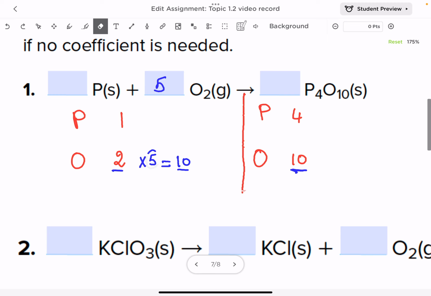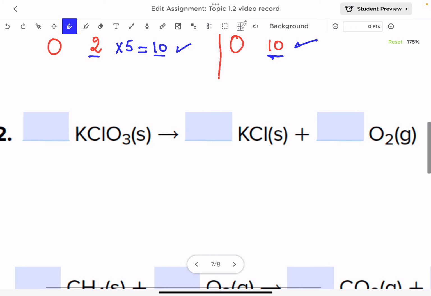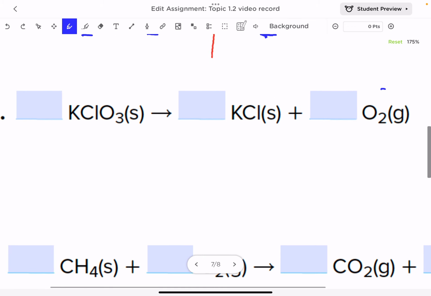Now, we need to count the phosphorus. Oxygen is now balanced. Looking at phosphorus, I have 1 and I have 4. So I multiply this side by 4, and this 4 is the coefficient that you place next to phosphorus. Now phosphorus is 4, balanced. The side where you did not multiply, you can leave it empty or simply write 1. And that's it. Let's take another example.